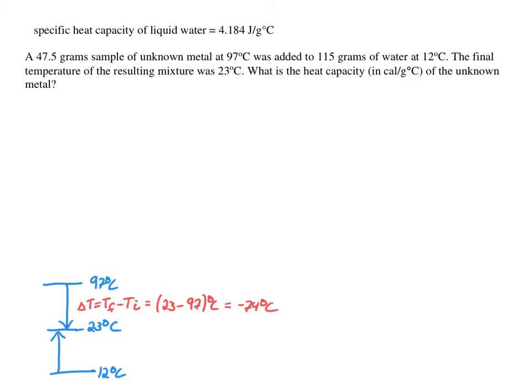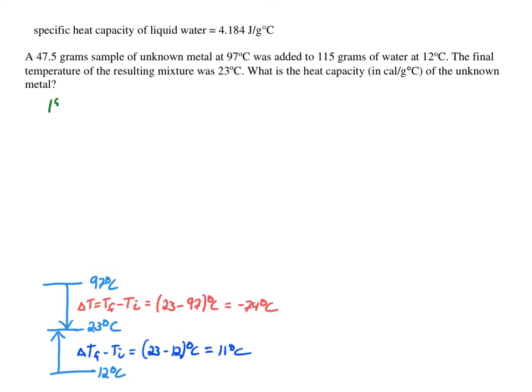For the water bath, we start at a different temperature, but we end up at the same final temperature of 23, and we subtract our initial temperature of 12, so we have a delta T of the water equal to 11 degrees C.